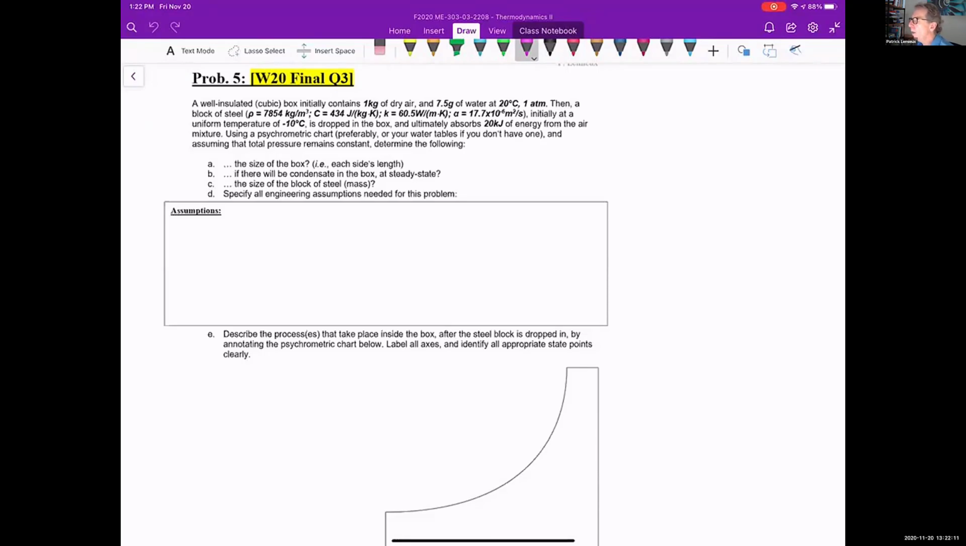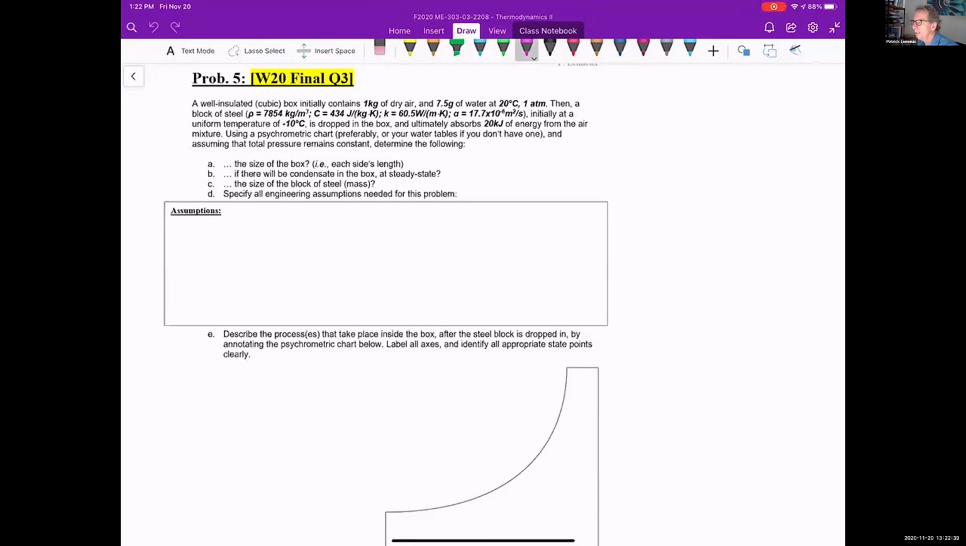And then suddenly, while I'm at steady state in that box, I'm dropping in a cube, a block of steel. You can imagine an industrial process where similar things could happen. That cube of steel has standard engineering properties, which I just pulled off from Engineering Toolbox or somewhere. And I'm telling you that it's initially at minus 10 degrees Celsius when I drop the cube inside that box.